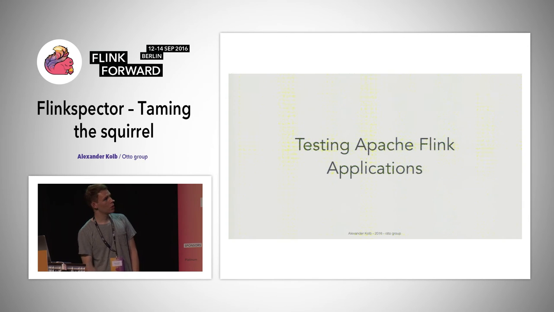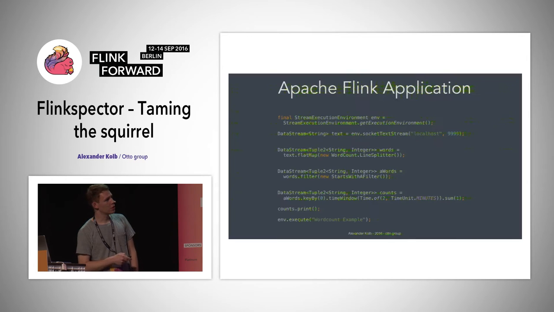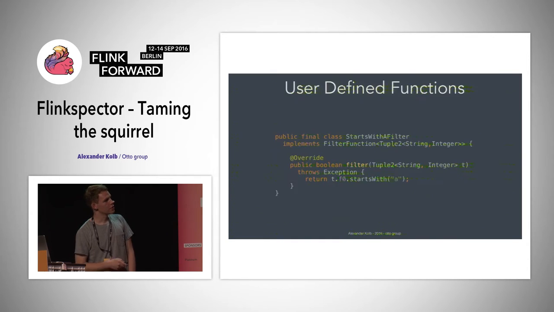So now I'm going to show you what testing Apache Flink applications may look like. This is a typical application. It's just a standard word count. You'll notice there's some kind of filter in it, but it's not very important right now. You have a time window that is aggregating some counts.